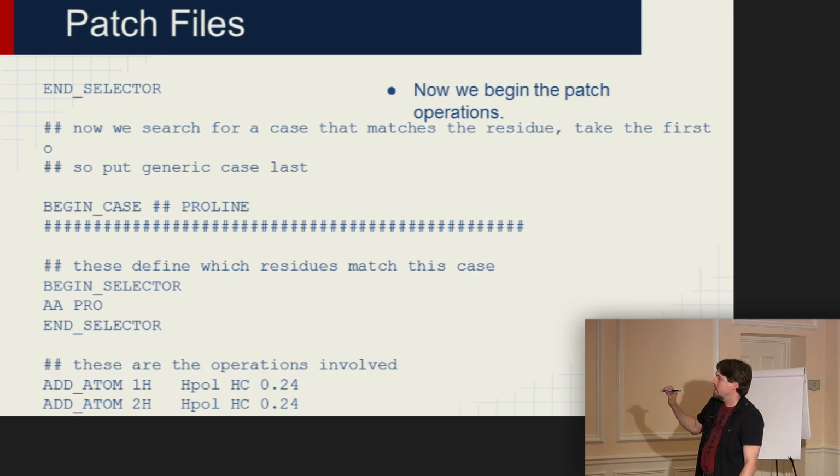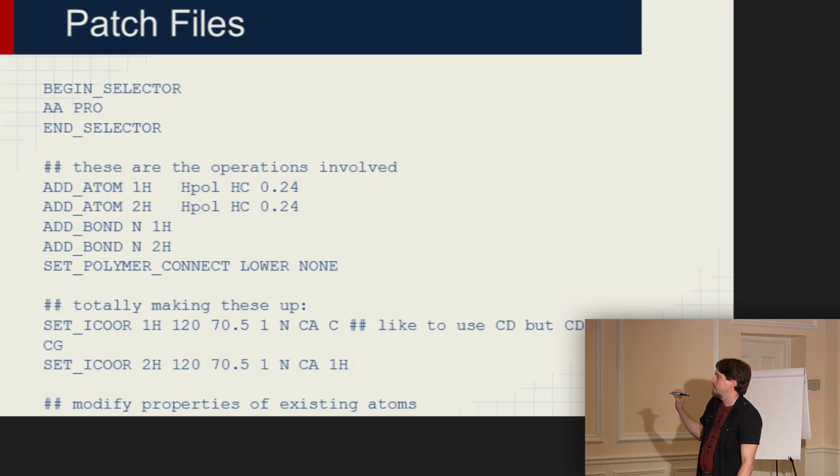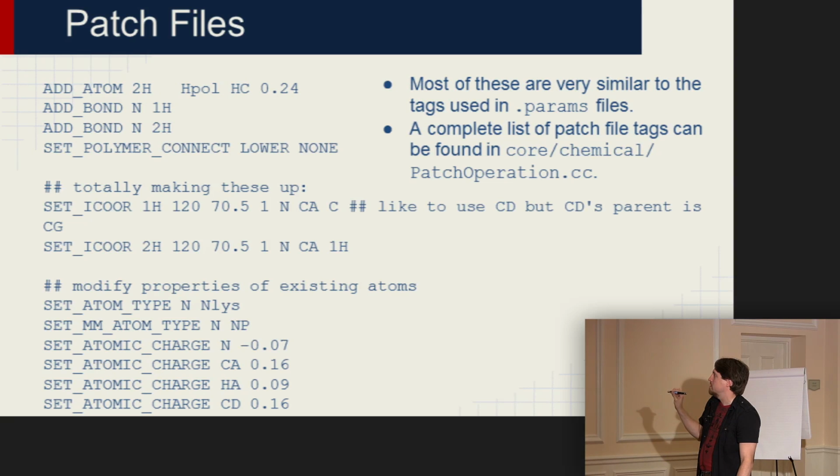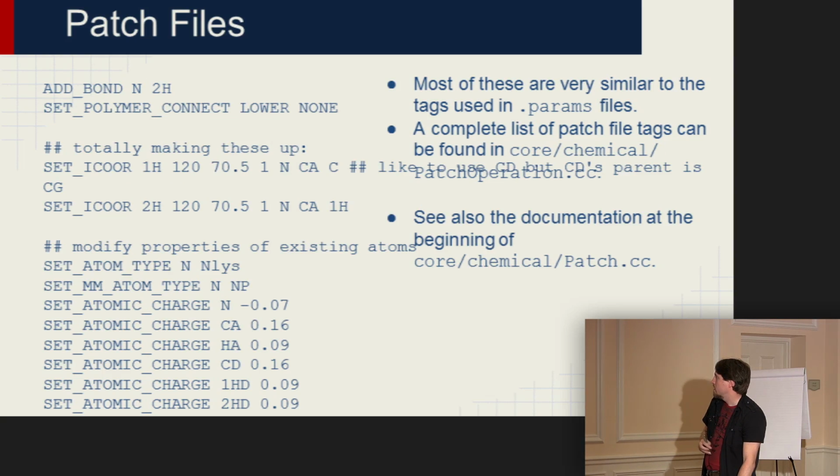So then after that, you begin the patch operations for that particular case. And these all look very similar to other things you've seen in the params file, like add atom instead of atom, but it's the same kind of column format. Most of them are very similar. If you want the complete list, you can go to core chemical patchoperation.cc and see all the different things you can do to a residue type to patch it. You should also see the documentation at the beginning of core chemical patch.cc for more information about how this all works. And that's one of my favorite comments in the code. Totally making these up makes you feel really confident about the science going on here.